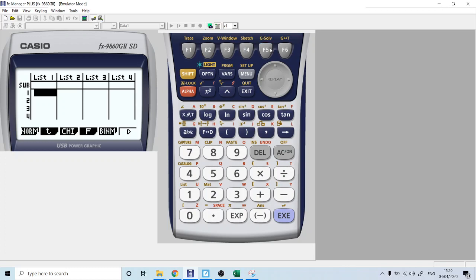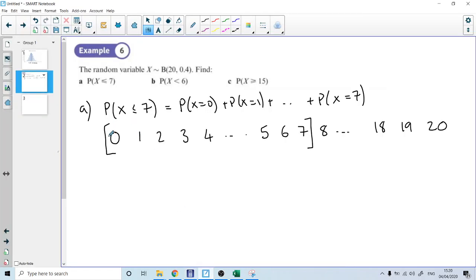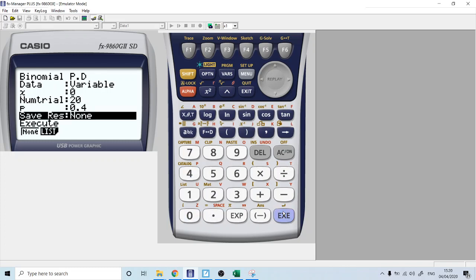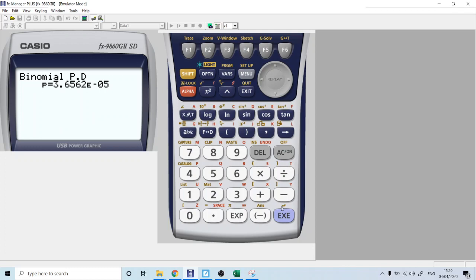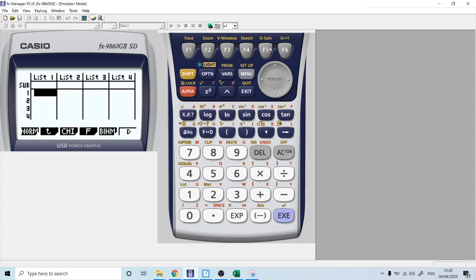If you go to distribution, binomial, PD gives you a specific value of x. First of all, you'd need to change Var instead of List, where it says data. If I wanted a specific value of x, for example the probability of x being 0, then I would just put in 0, change the number of trials to 20, and put the probability of success p to 0.4. That would give me the probability of one x value having 0 successes. Well, we don't want that feature. We want what's called the cumulative feature.